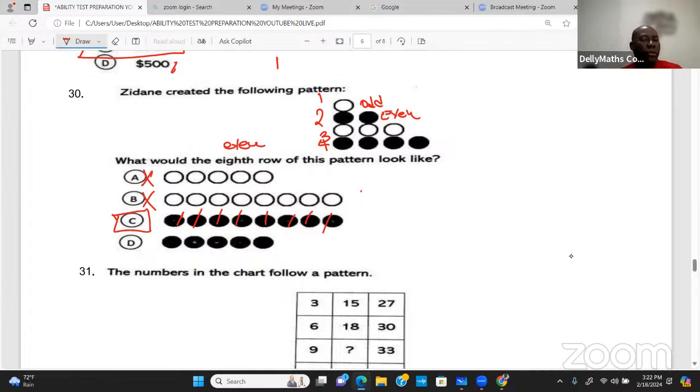So you want to look for the pattern and you want to be very critical and judgmental when you're drawing those conclusions as you go forward.